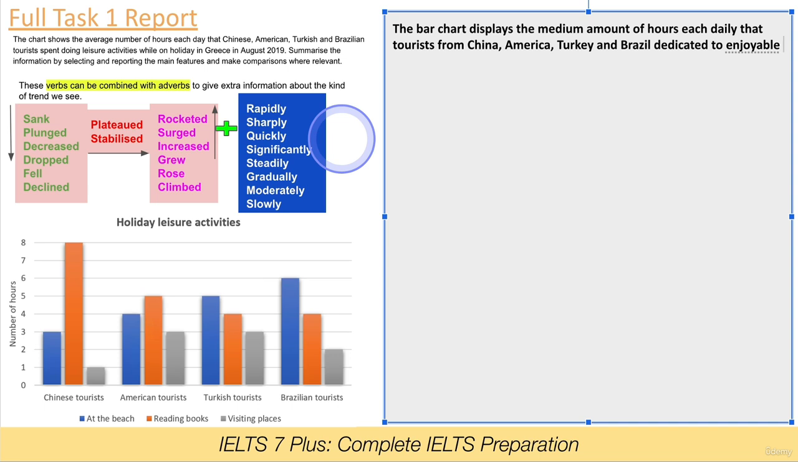Enjoyable activities, hobbies, activities, maybe dedicated to, well, it's tricky to do this. So maybe we can change the word format. Let's have a think.